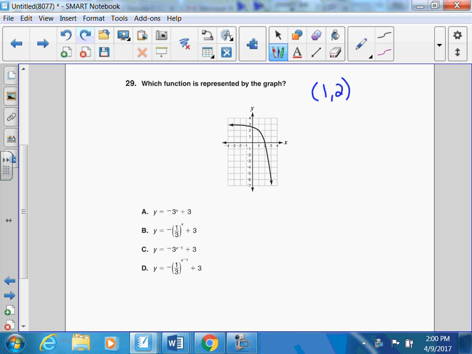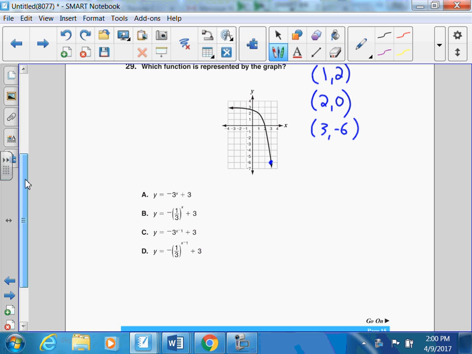Then we have another point right here, which I believe is (2, 0). Looks pretty close to that. Do we have any other ordered pairs we can plug in? Maybe this right here, which is (3, -6). Okay, so we're thinking about plugging in those points and seeing if it works with everything.